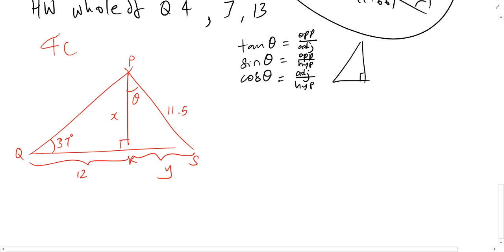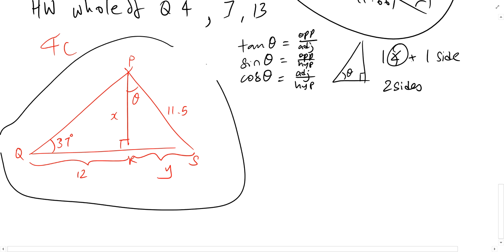What this means is that as long as I have one angle plus one side, I can find everything else. If I have two sides, I also can find everything else because it is a right angle triangle. This angle over here is not the 90 degrees. So of the 3 triangles in this question, is there a triangle that provides us with one angle and one side?